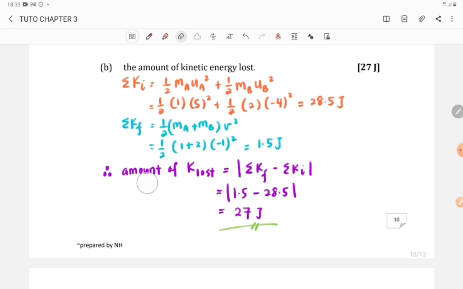So, to calculate the amount of kinetic energy loss is total kinetic energy final minus total kinetic energy initial, which is 1.5 minus 28.5. And finally, you will get the amount of kinetic energy loss during this collision is 27 joule.